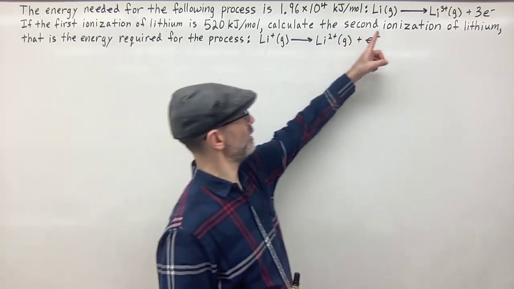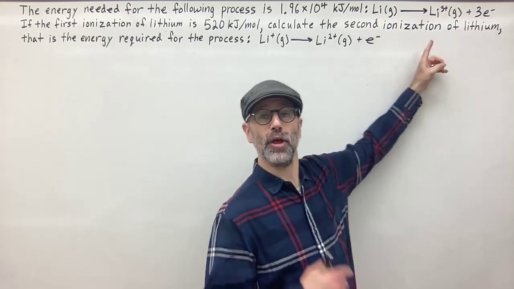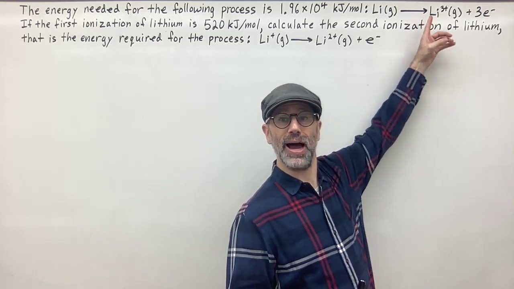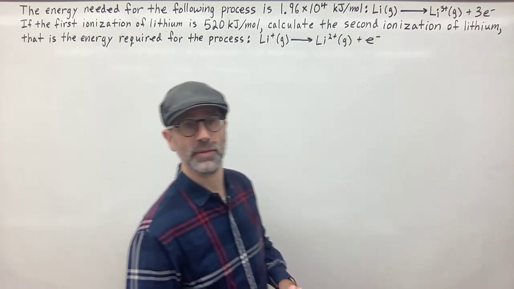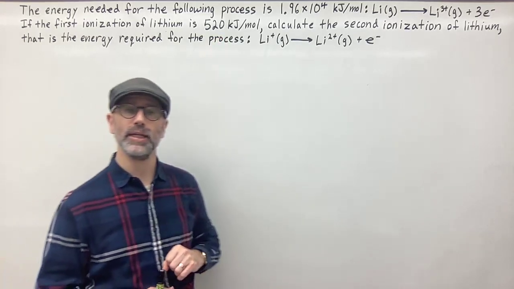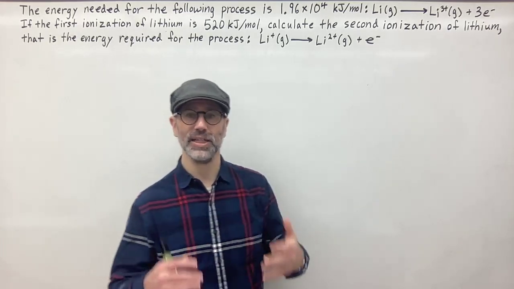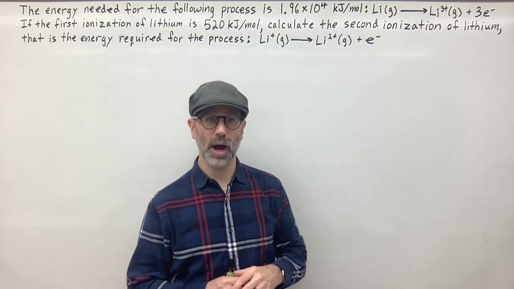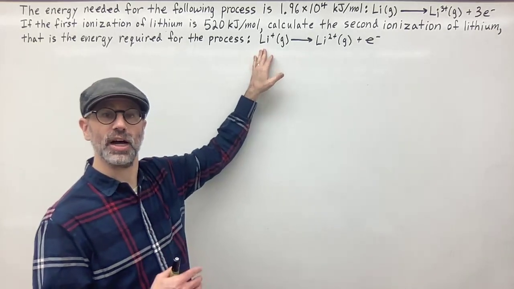That process is where you take a lithium atom in the gaseous phase and you remove 3 electrons, and you end up with a lithium atom with a 3 plus charge, and you have 3 electrons removed. If the first ionization energy of lithium is 520 kilojoules per mole, calculate the second ionization energy of lithium. That is the energy required for the process that we see here. So this is the second ionization of lithium.